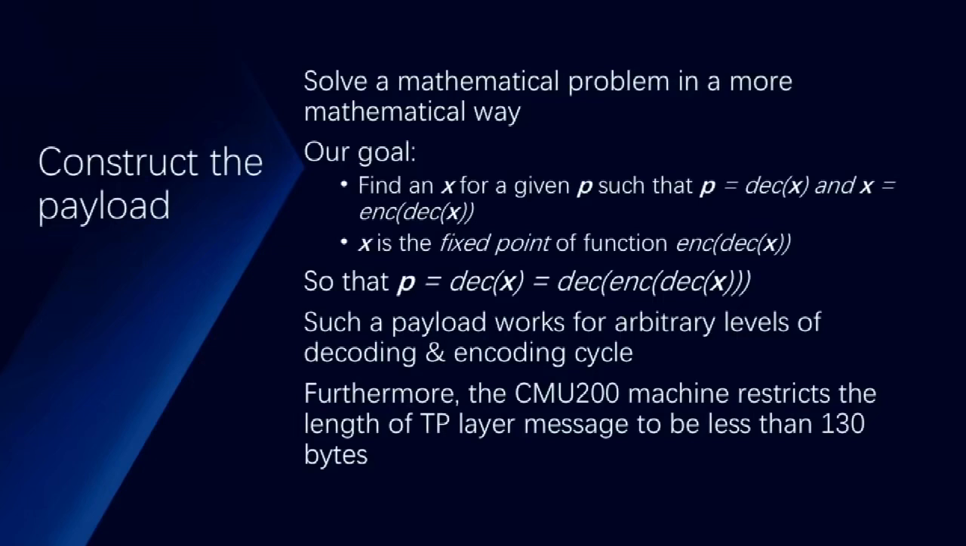And what's more, the CMU200 machine actually restricts the length of the TP layer message to be less than 130 bytes, and we don't know how to bypass that restriction. And the buffer you want to overflow is 256 bytes long. So you have to make a 130 byte payload to overflow a 256 byte buffer. So this is not a very trivial task, but it indeed is possible. And yes, we successfully made it.